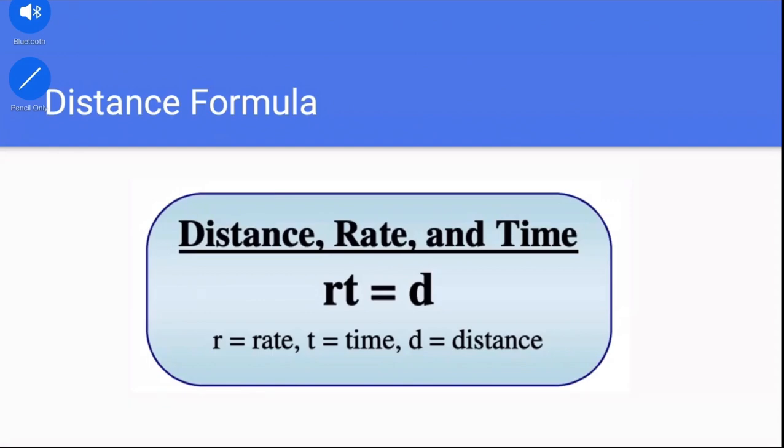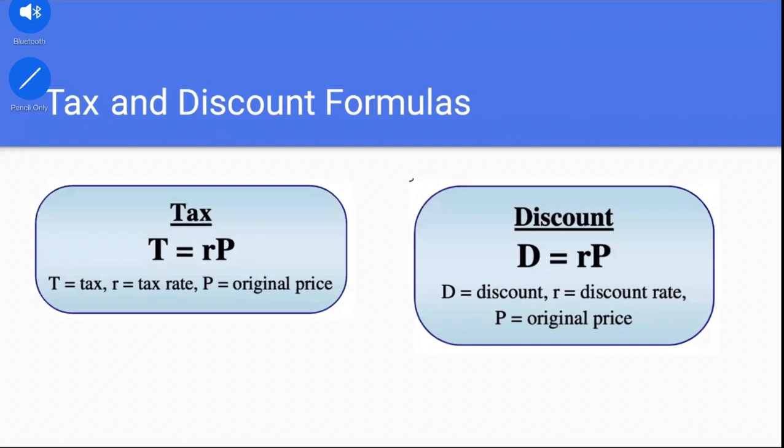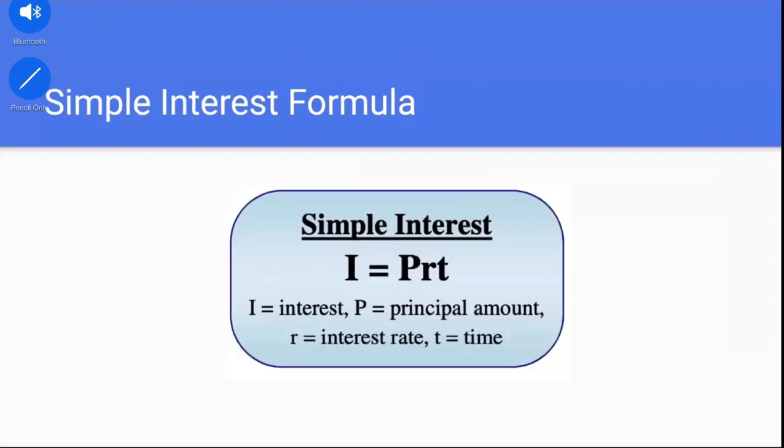Next are tax and discount formulas. Tax is R times P, and discount is D R P. TRP and DRP, simple to remember. Simple interest is I equals P times R times T.